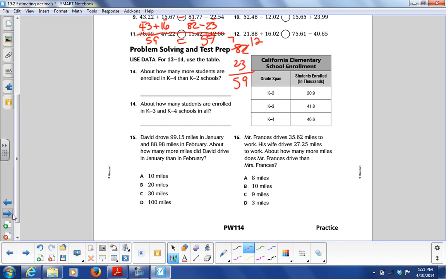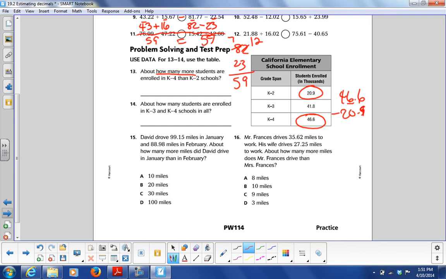Problem solving and test prep. About how many more students are enrolled in K through 4 than K through 2 schools. Okay, so K through 4 here, K through 2 schools here. So how many more, which means I'm going to subtract. Okay, 46.6 minus 20.9. Okay, again, using estimation to do it.